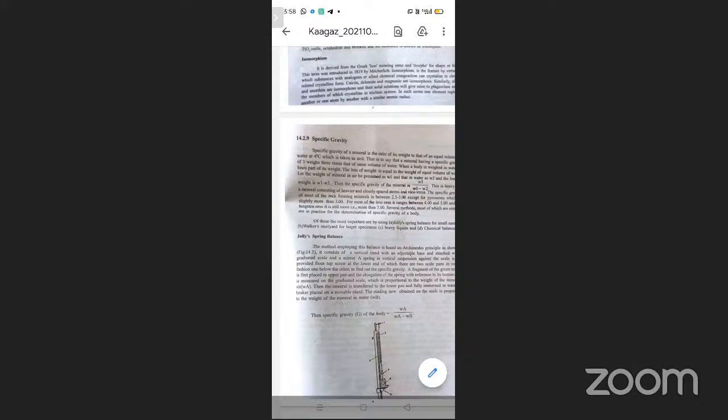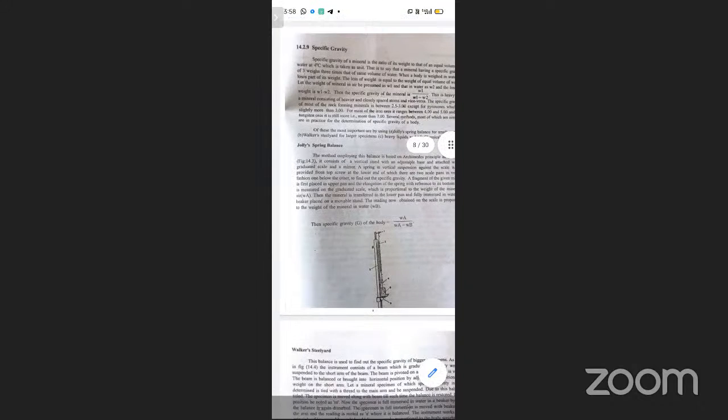Again, Walker's steel yard is also there, and one more is the specific gravity with the Walker steel yard. We may find out the specific gravity as 1 by m divided by 1 by m minus 1 by n. We cancel all the ones, and then finally what remains is n by n minus m.